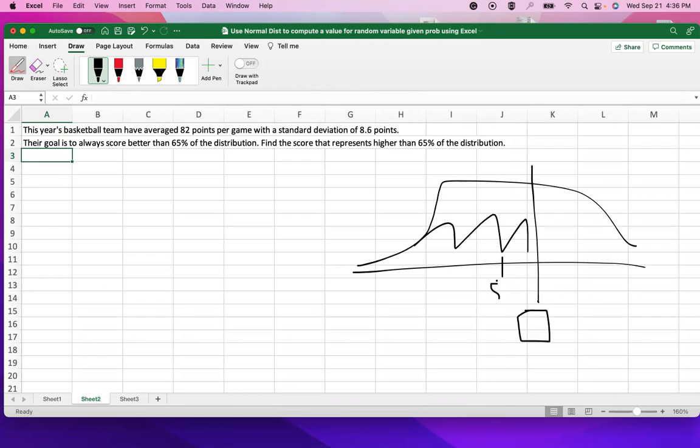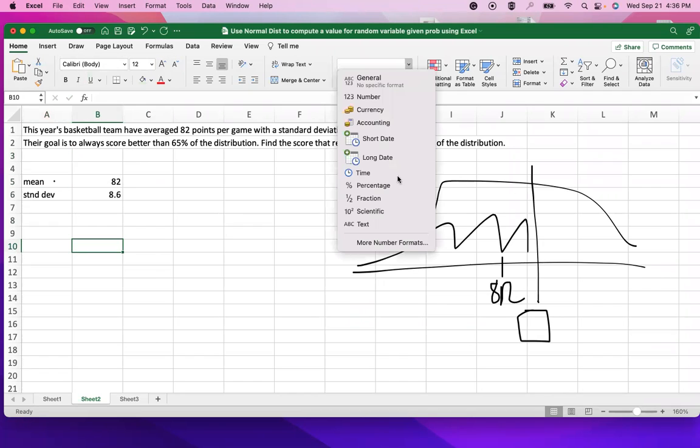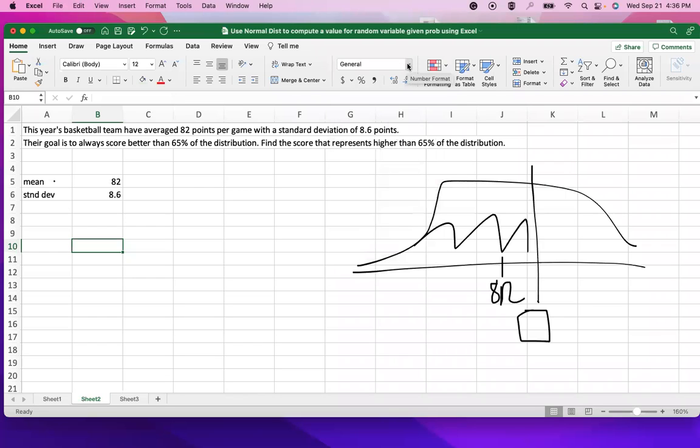Now, if their mean is 82, we know the value is going to have to be greater than 82. So again, what do we know? Well, we know the mean is 82. Not a percent, goodness gracious. So our mean is just 82. Our standard deviation is 8.6. And one thing that I want to point out, you'll notice in the top middle or the drop down, if you find that it's giving you a percent or something you don't want, just go up there and change the way it's written out, and that's fine. The probability is going to be 65%.